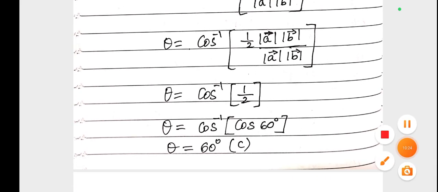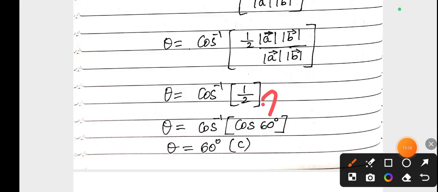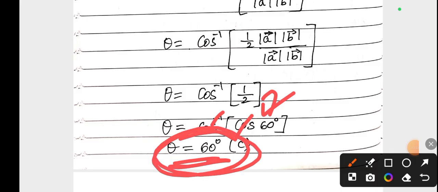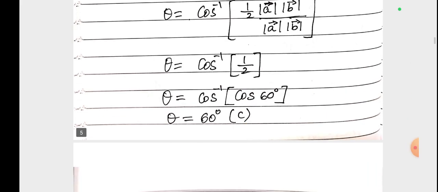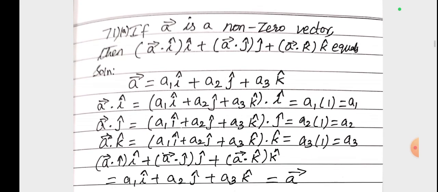When we got 1 by 2, that is nothing but cos 60 degree. Cos inverse cos removed. So we got theta is 60 degree. That is option C. Clear? Check. Easy only, children.